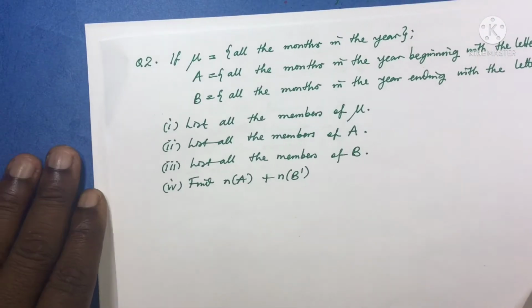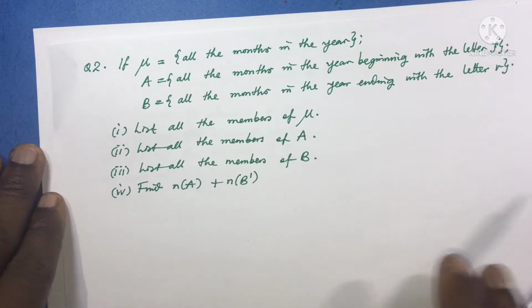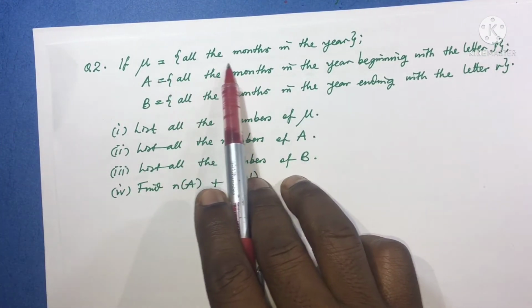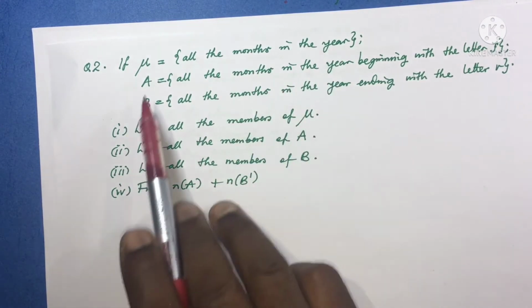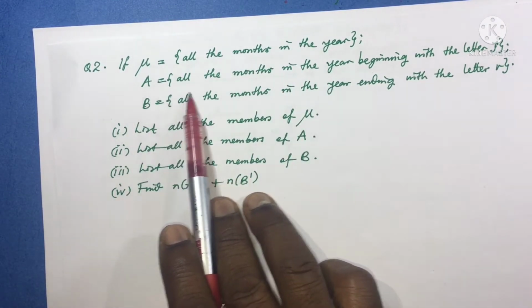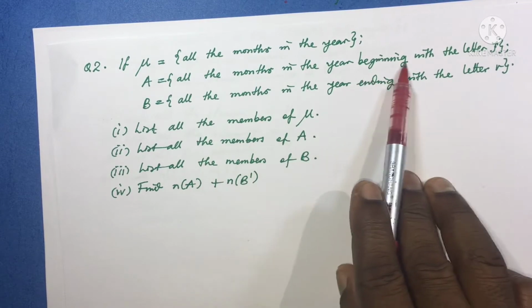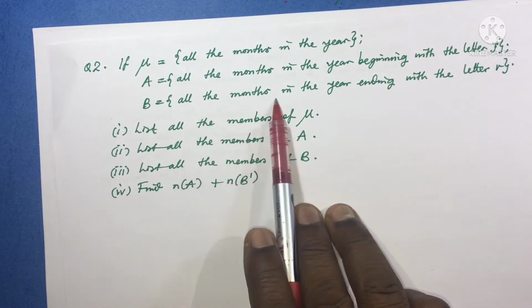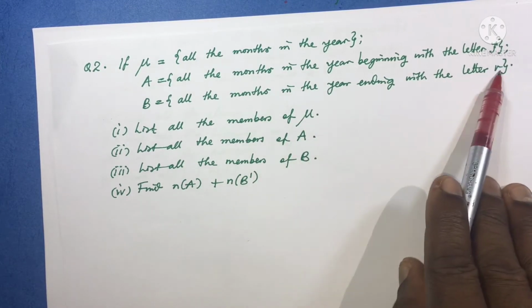Now in question number 2, let's see, what are we asked to find? We are given mu, the universal set, as the set of all the months in the year. We are given A as the set of all the months in the year beginning with the letter J. And we are given B as the set of all the months in the year ending with the letter R.